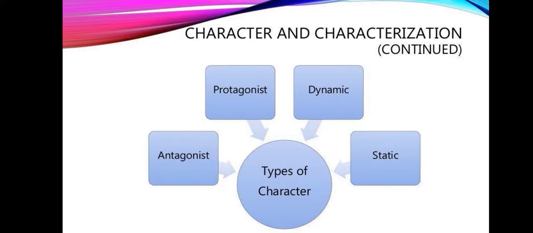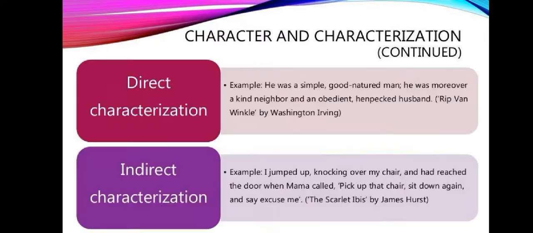So, the character and the characterization. So, the types of character. We have antagonist, protagonist, dynamic, and static. So, ang antagonist is katong kaaway. Then, sa protagonist. Ang protagonist is the leading man and the dynamic and static is kanang mga supportive ra sila nga mga persons sa story.